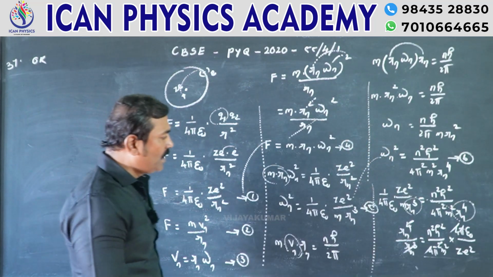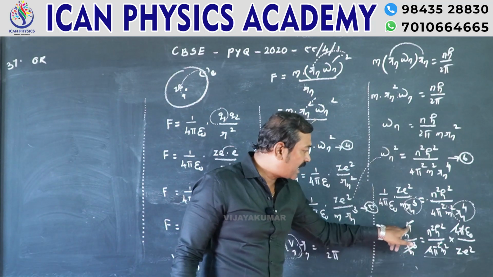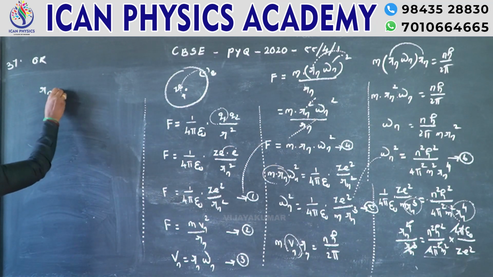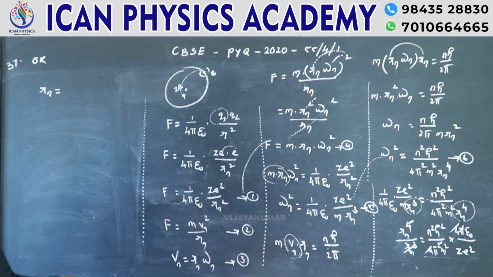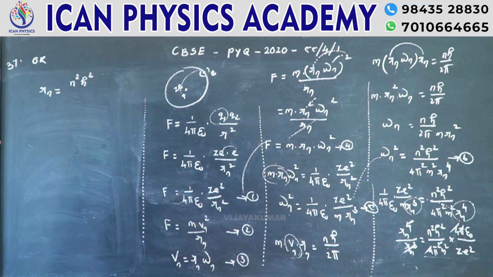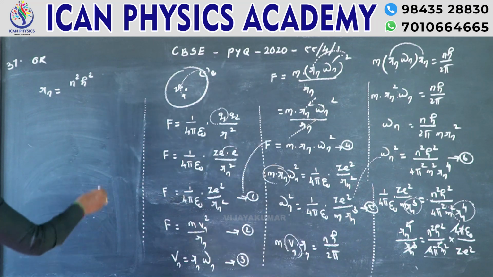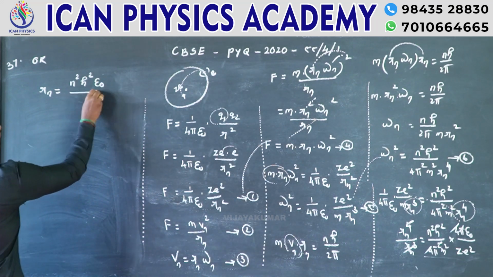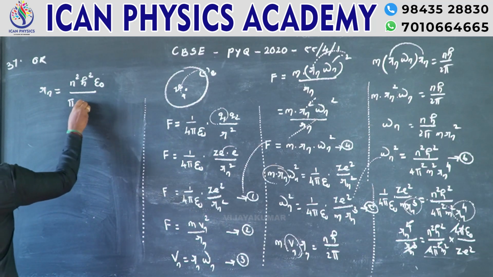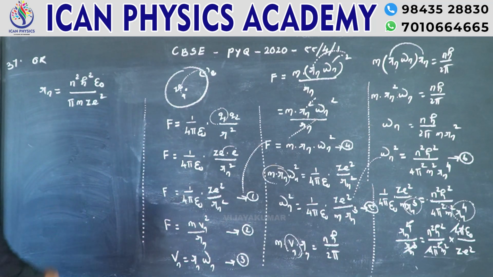So Rn cube, Rn power 4 getting cancelled. So it becomes Rn equal to. So what is the remaining term? n square h square into epsilon 0 divided by pi m Z e square.